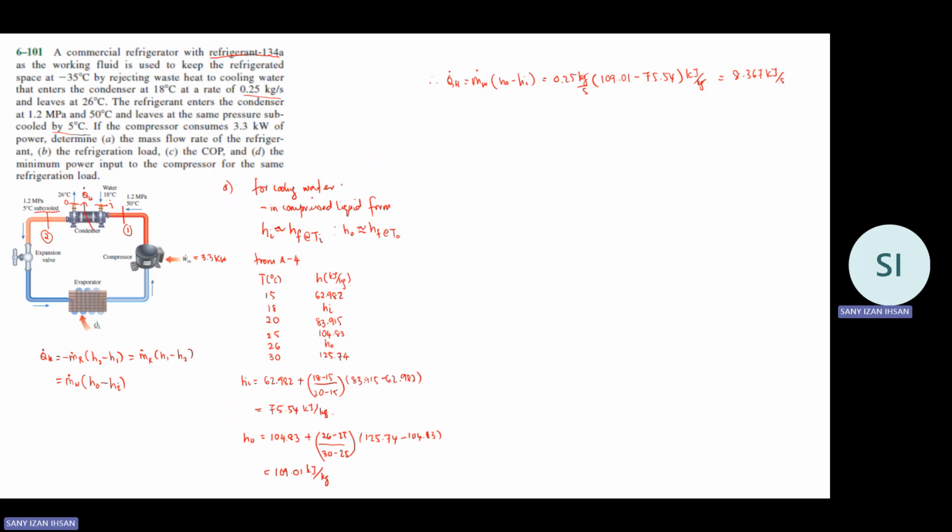If you go to the table, remember the condition at 1. Before going to the table at 1, we have pressure equals 1.2 megapascal, temperature equals 50 degrees Celsius. So we need to check what this condition would be. Let's go to the table.